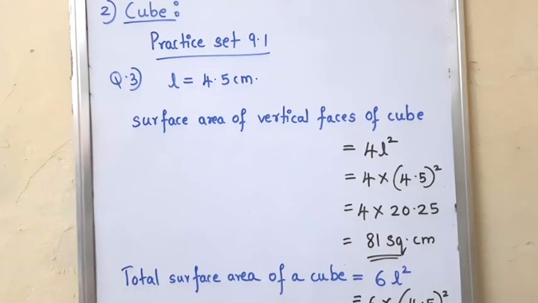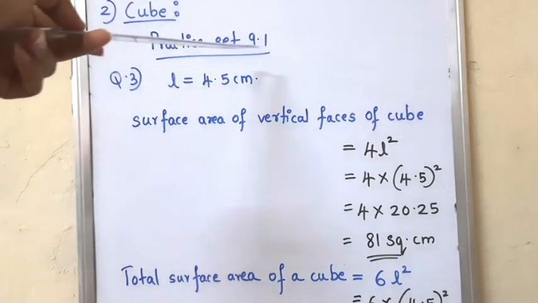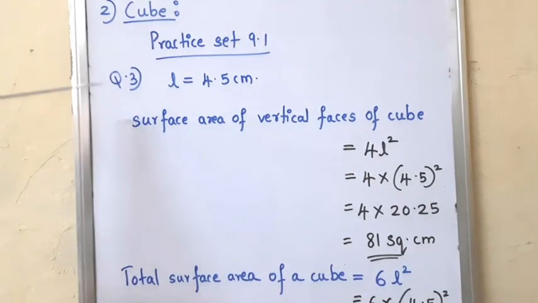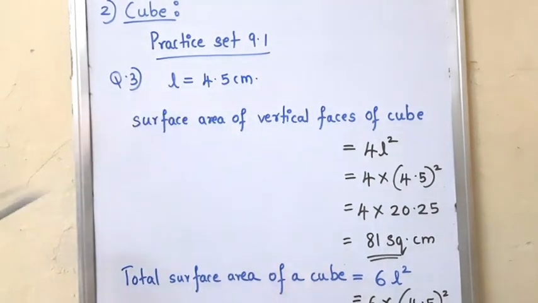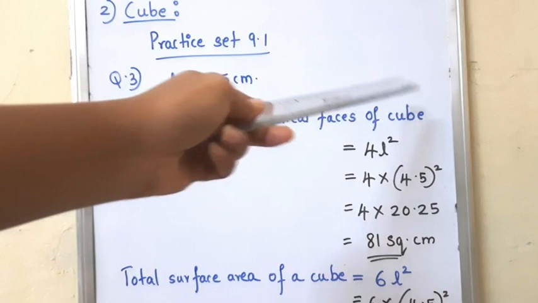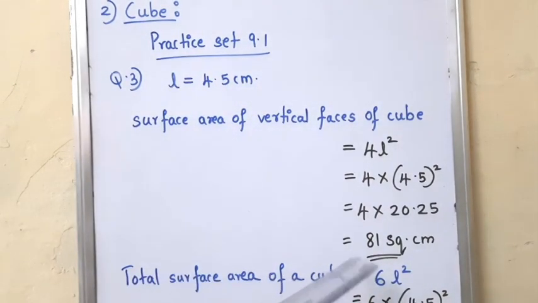Let's go to question answers related to cube. We have practice set 9.1. Question number 1 and question number 2 were related to cuboid, which we have already solved in the last class. Now let's go to question number 3. The question: side of a cube is 4.5 centimeter. Find the surface area of all vertical faces and total surface area of the cube. We have length of a cube L equal to 4.5 centimeter. We have to find first the surface area of vertical faces of the cube and second the total surface area of the cube.